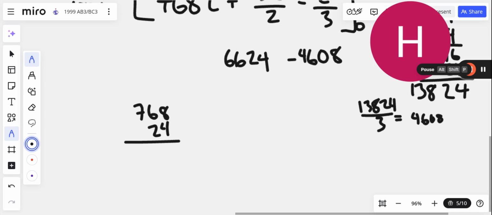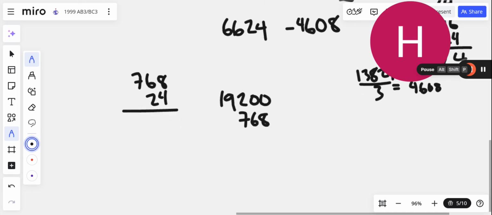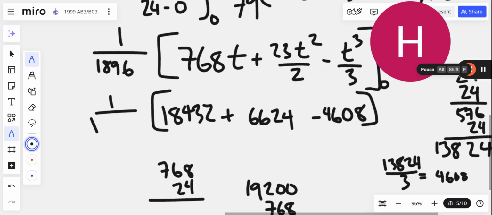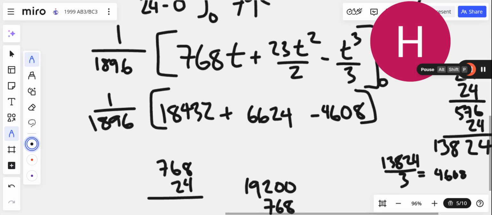Yowza. You know, a good way of doing this is just saying 19,200 minus 768. So let's raise everything by 32. So this is going to be 18,432. We're almost there, everybody. We are almost there. Can you feel it? And we're going to divide by 1896 at the end.